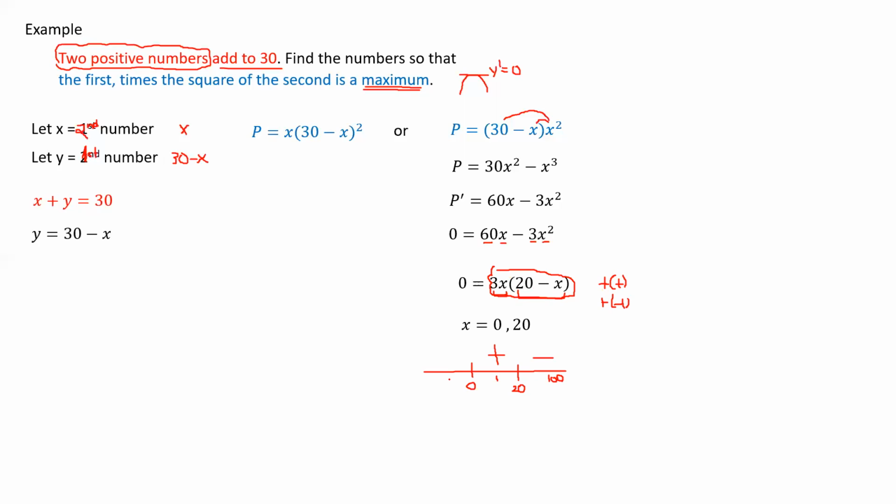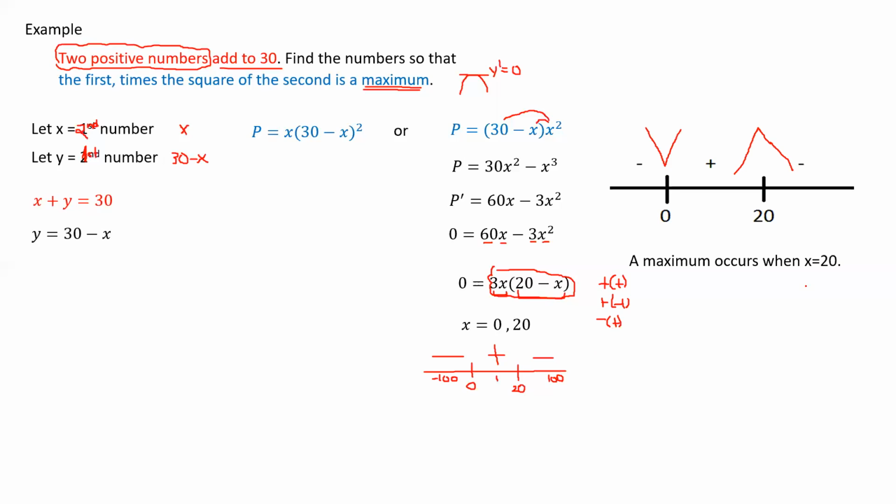And a number out here, how about negative 100? 3 times negative 100 is negative. 20 minus negative 100 is positive. Multiply those together and we get a negative. So we have decreasing, increasing, decreasing. We were looking for a maximum, which is when you increase, then decrease. This point would give us a minimum, and we're not interested. So a maximum occurs when x equals 20.